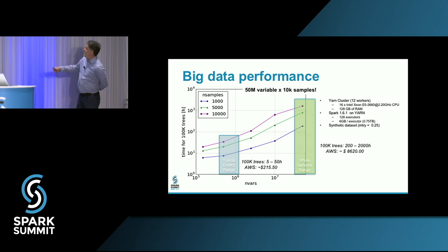But this was built on only 180 executors, so not a large cluster, and there is potential to scale it up, use more nodes, and reduce the amount of time they actually need to get the same number of trees.